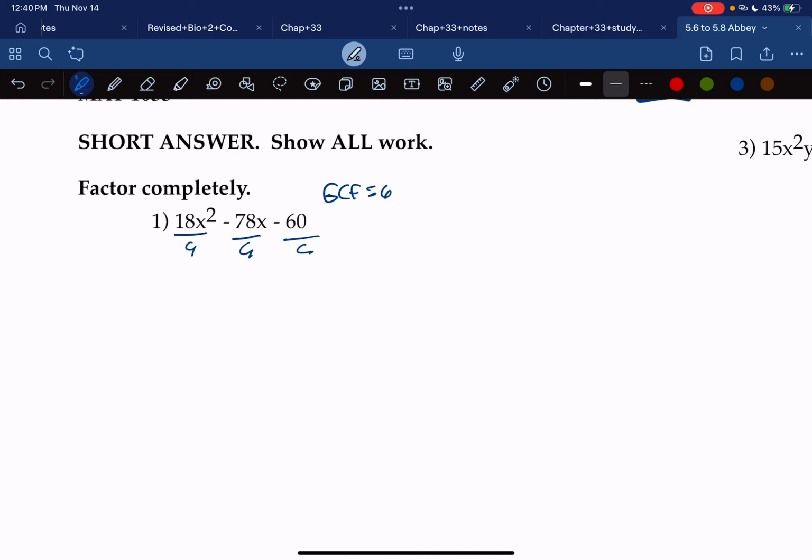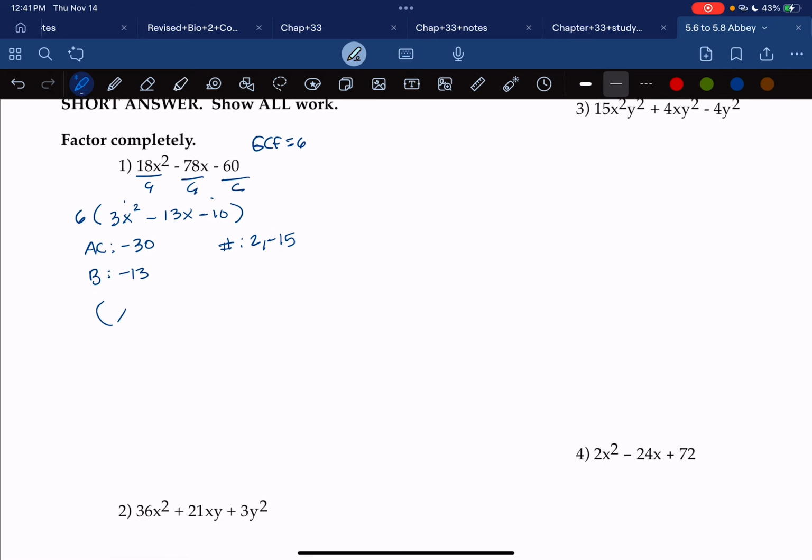18 divided by 6 is going to be 3. We can rewrite the 6 here, because that's what we factored out. It's going to be 3x squared minus 13x minus 10. Now we can do AC and B. A times C is negative 30, and B is negative 13. And we have to find two numbers that multiply to negative 30 and add up to be negative 13. In this case, our numbers are 2 and negative 15.